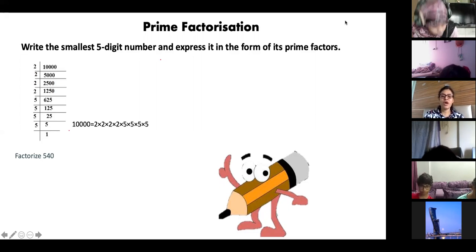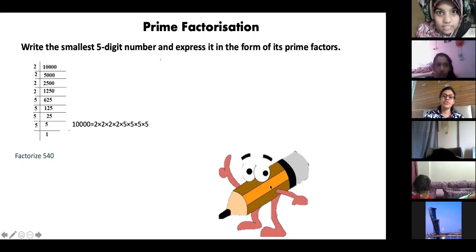Now, Safia, you have to give me the answer. 540, factorize it. Write down and factorize in your notebook, Safia, 540, and do it like this. Start from 5 or 2, any number you can start. Okay?